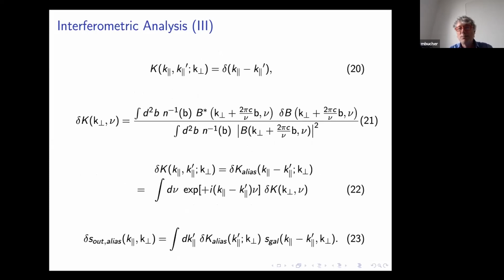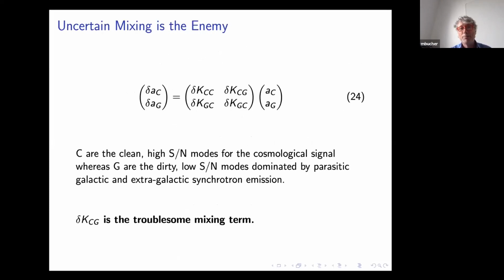So here are some formulae for this error in the kernel. So this is the error in the map. And then, so this is completely mathematics. It doesn't tell you how bad it is. So you need some sort of a model.